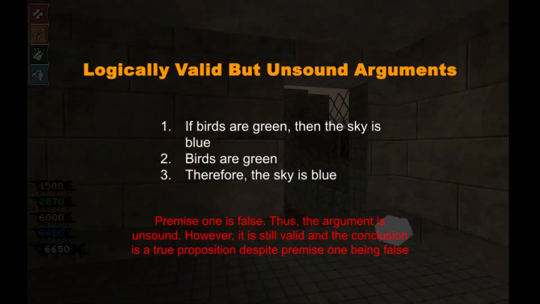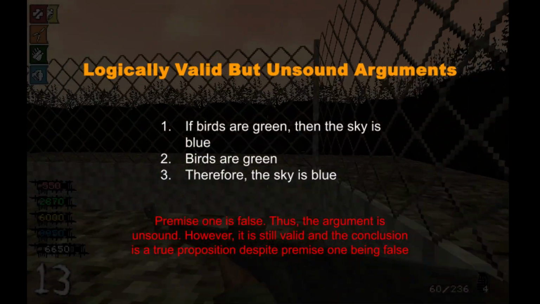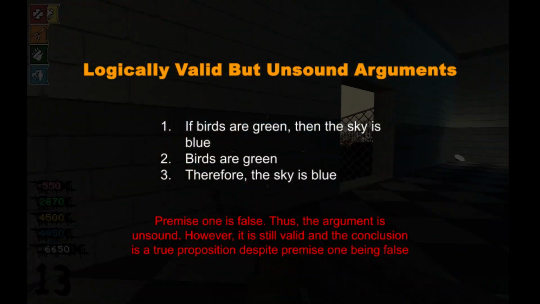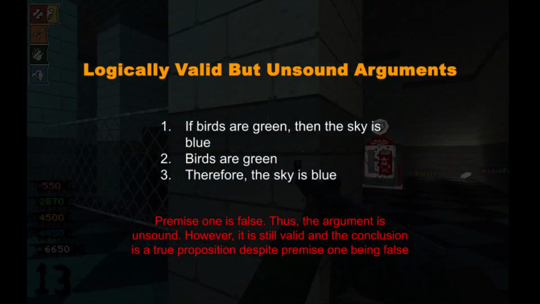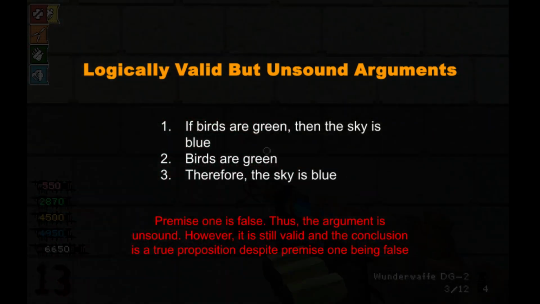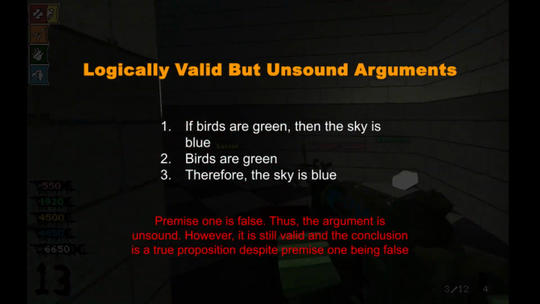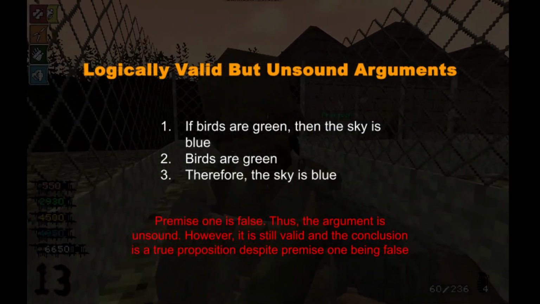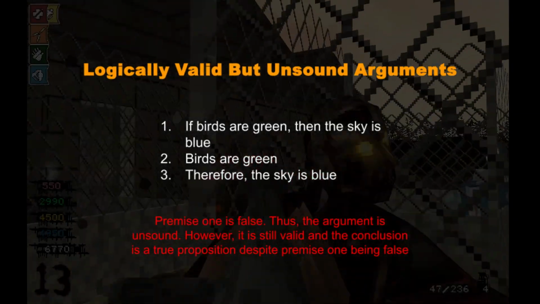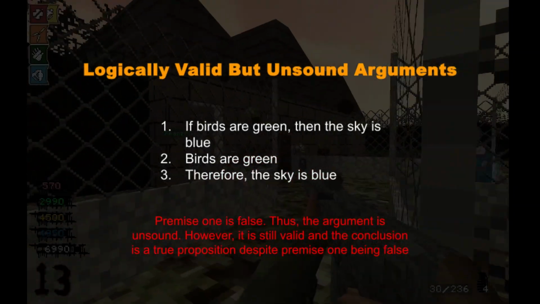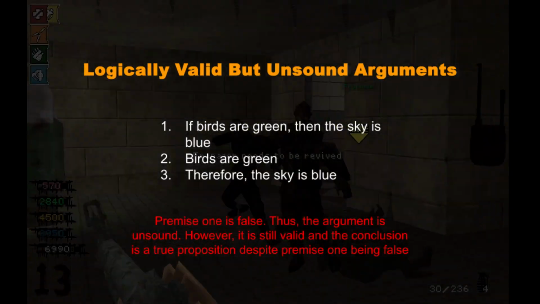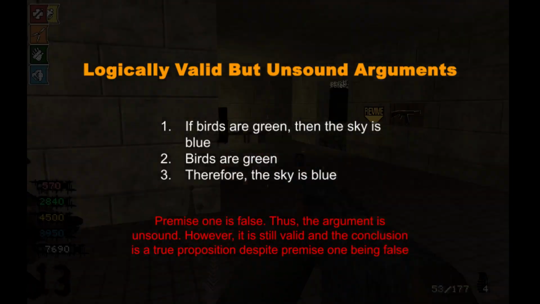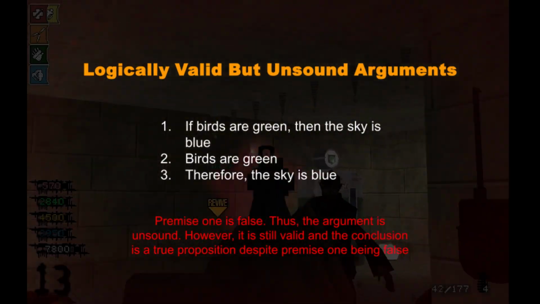So let's take a look at this argument. Premise one, if birds are green, then the sky is blue. Premise two, birds are green. Therefore the sky is blue. Now, the argument is logically valid, but the first premise is false, and thus the argument is unsound. This is despite the fact that the conclusion is true, because in order for an argument to be logically sound, all of the premises have to be true, and then the conclusion has to actually follow from the premises. So in this case, premise one is false.